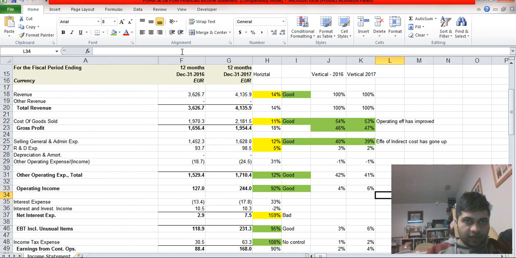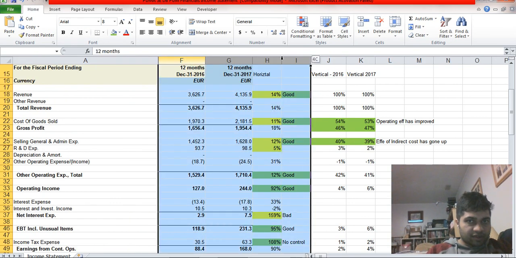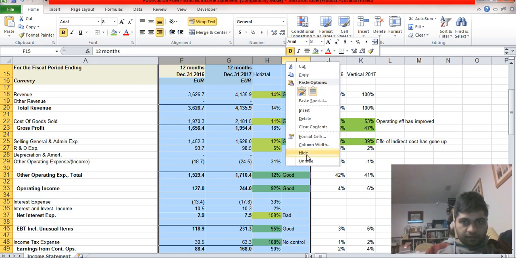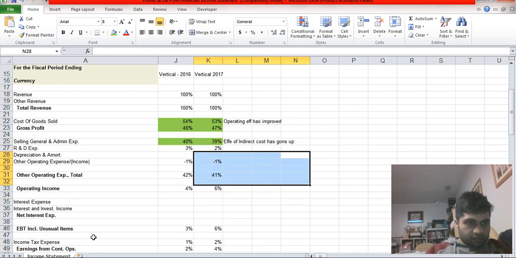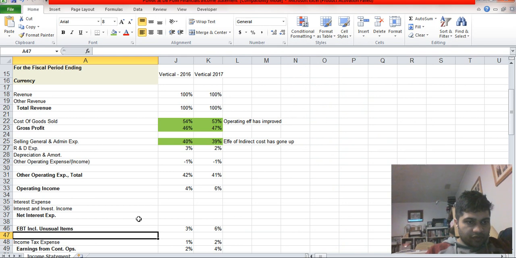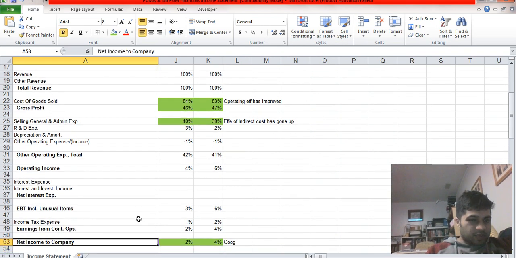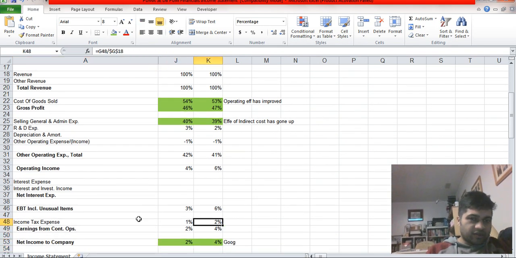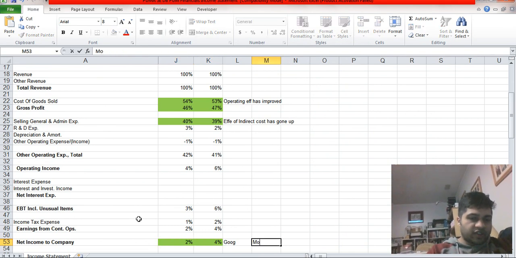Then we'll hide this so that it becomes easier. Then if you see, income tax expense has gone up, but revenues have gone up also. Revenues have gone up by almost from 3% to 6%. Income tax has gone up from 1% to 2%. That's okay. And more retention of profits, so more profits flowing to shareholders.